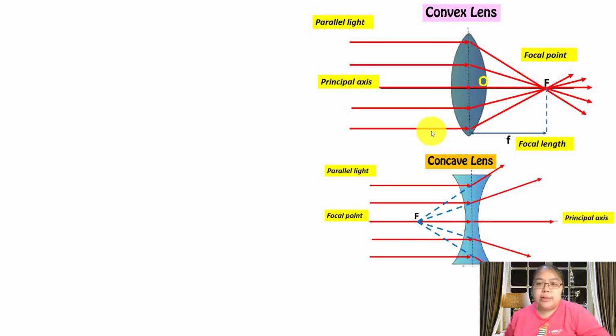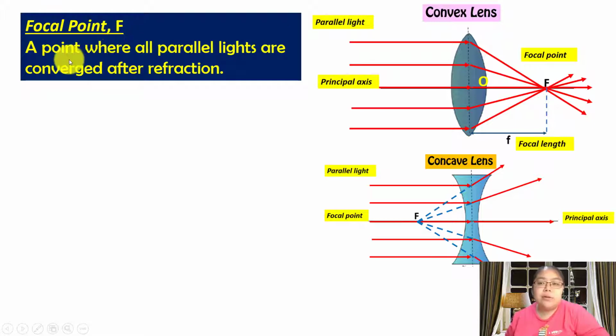Okay, now this one is a comparison for the convex and also concave. Okay, let's see the first one. Focal point. What is the focal point? Okay, a point where all parallel light rays converge after refraction. So for the focal point, it doesn't matter whether you are convex or concave. When the parallel light rays go through, they must go to find F. So where they meet the F, we call it the focal point.